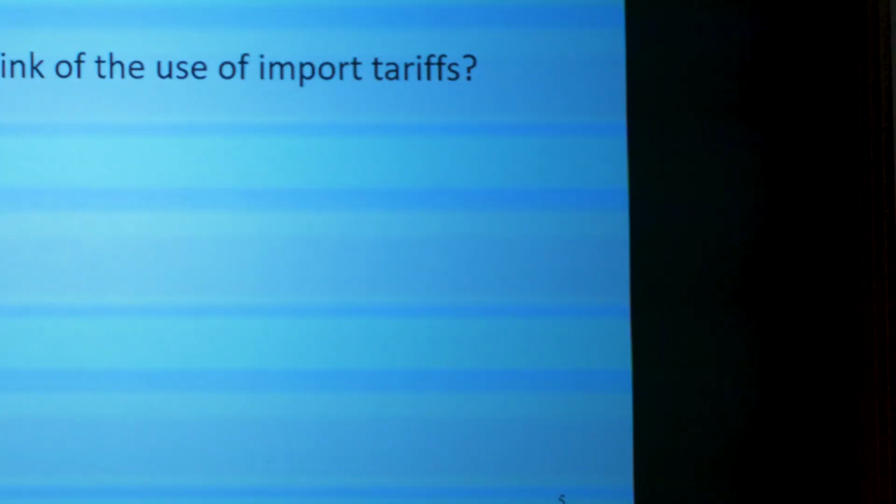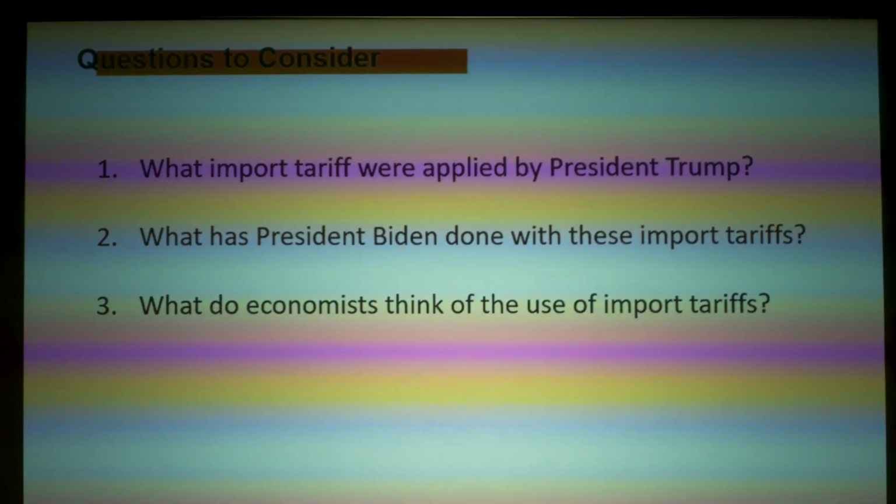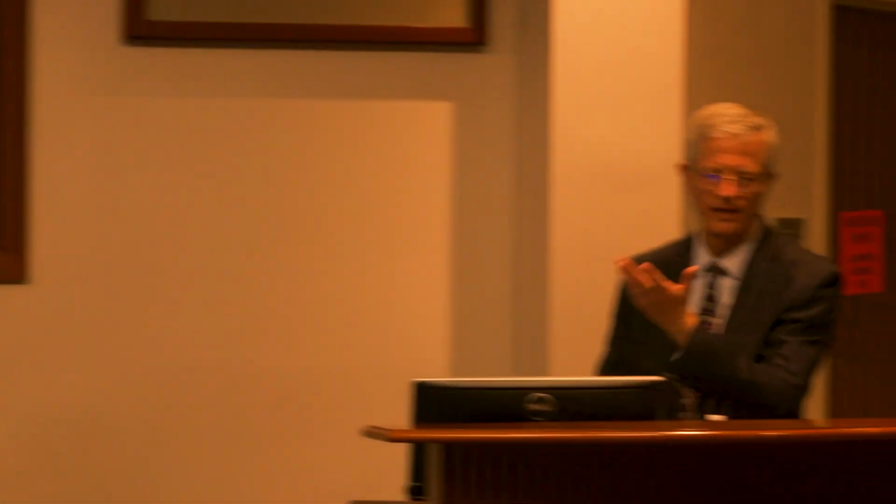Okay, last question. What do economists think of the use of import tariffs? Thumbs up? Thumbs down? Thumbs down. Let's see a few thumbs down. They really dislike import tariffs. And if you haven't already seen that diagram to explain that, I'll show you that diagram.